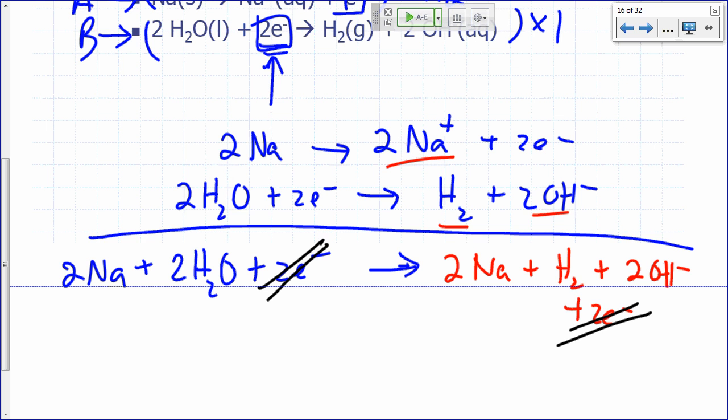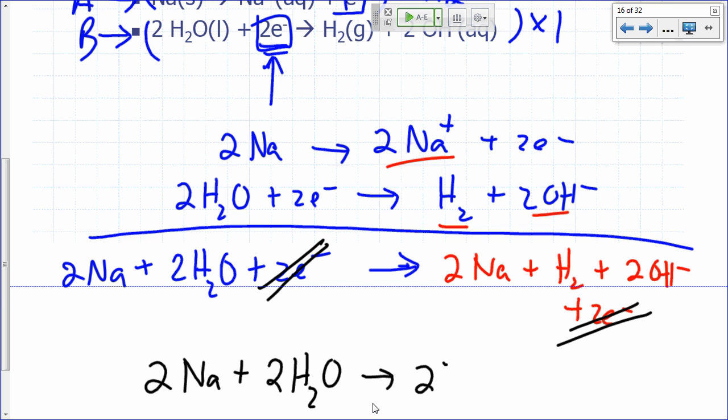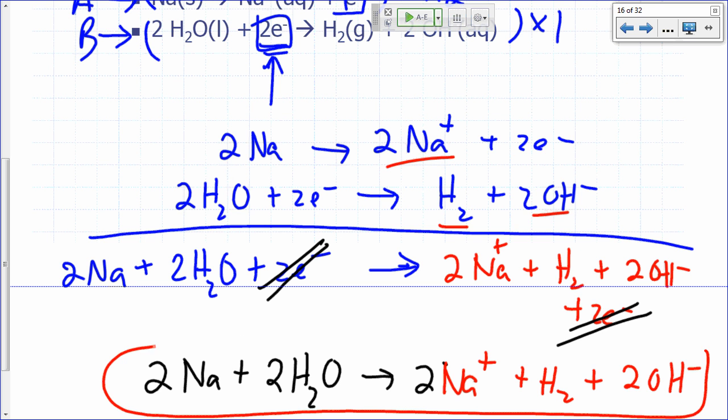Electrons lost must equal electrons gained, and so your balanced equation would be 2 Na plus 2 H2O yields 2 Na+, sorry, 2 Na+ plus H2 plus 2 hydroxide. This is what happens when you put sodium metal in water. You get sodium hydroxide and you produce hydrogen gas. So that is how you construct an overall balanced equation for a redox reaction in aqueous solution.